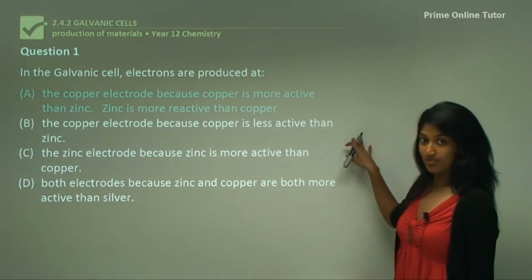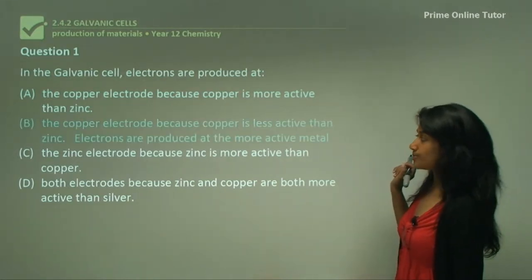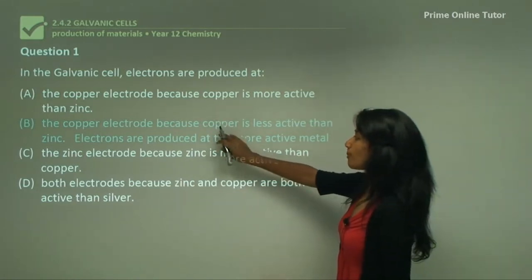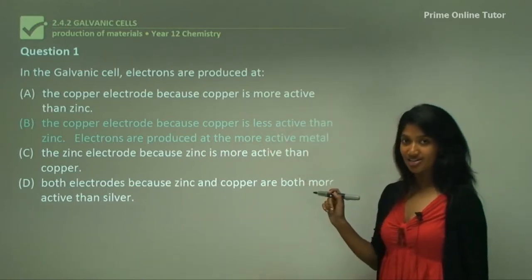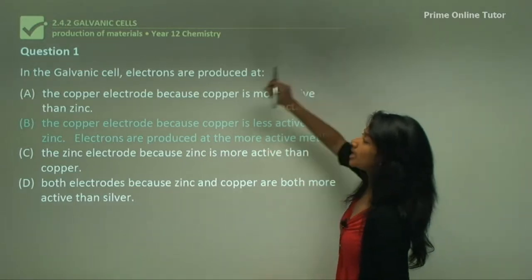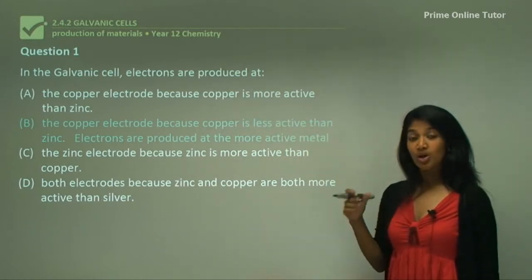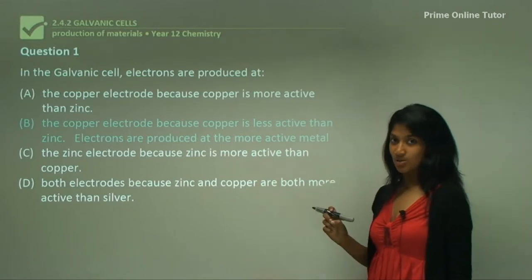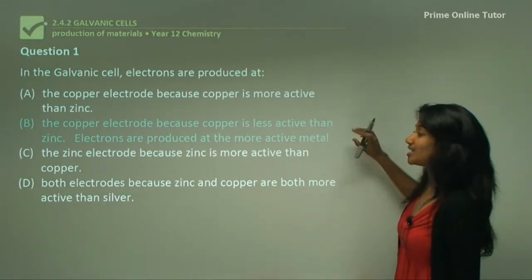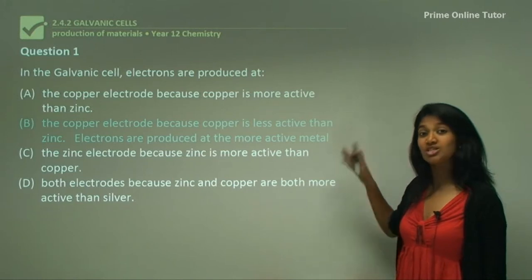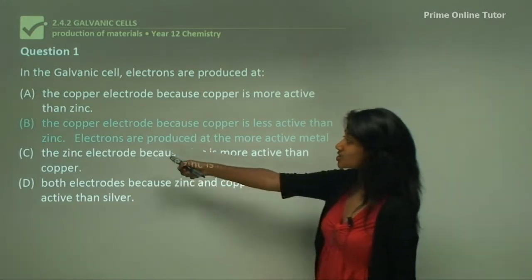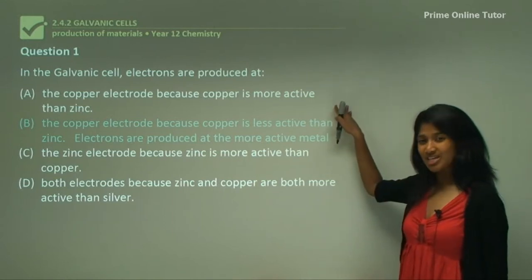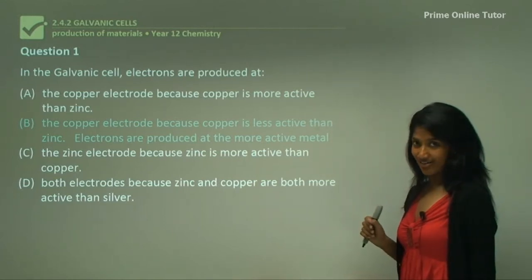We'll move to statement B now. The copper electrode, because copper is less active than zinc. Even though the statement that copper is less active than zinc is correct, we should always look at the question. Electrons are produced at, which means that electrons are being lost. And oxidation is a reaction in which electrons are lost. And electrons are lost at the anode, which is the more reactive metal. So electrons are produced at the more reactive metal, and the more active metal here is zinc. So option B is incorrect.